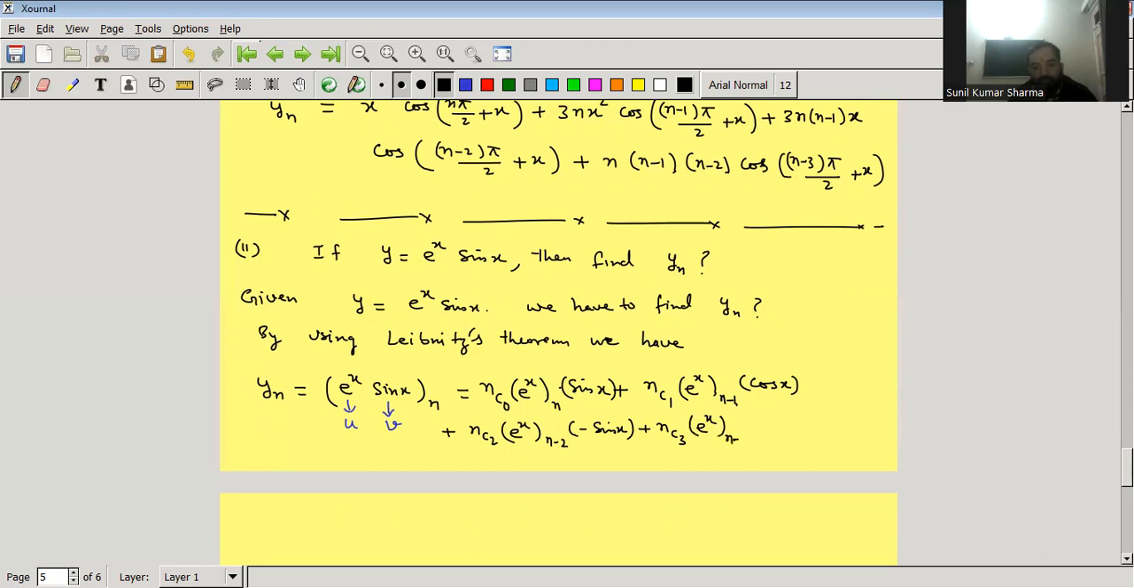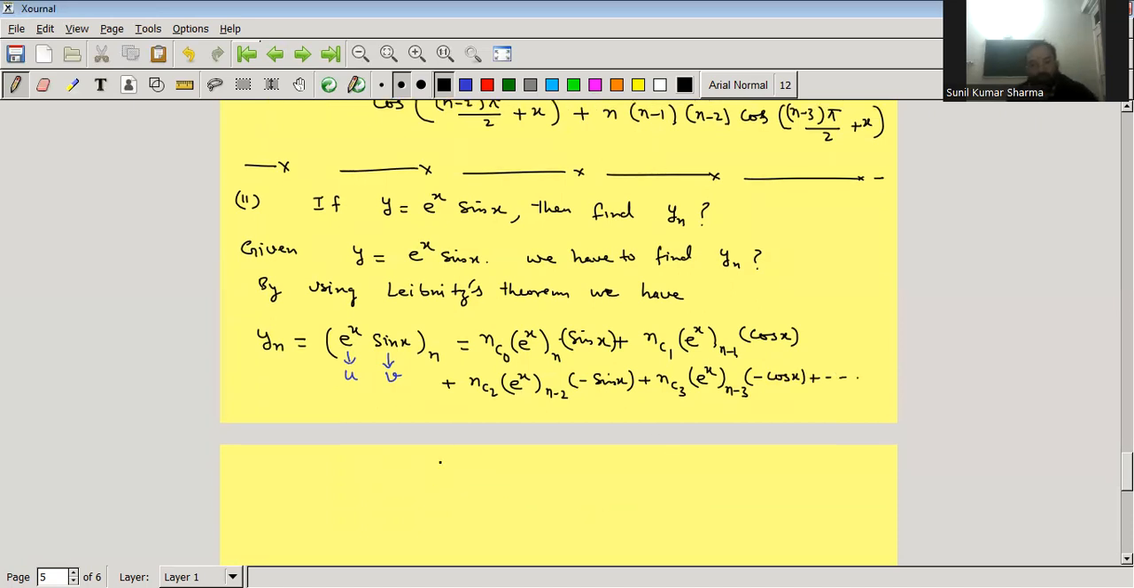(n minus 3)-th derivative. Now see, we have minus sin x, so if we differentiate it one more time, it becomes the 3rd derivative of sin x. So what is the derivative of minus sin x? That is minus cos x, and plus so on. Now we have to find the n-th derivative, so plus nCn e to the power x as it is. And what is the derivative of sin x? The n-th derivative of sin x, that is sin(n pi by 2 plus x).